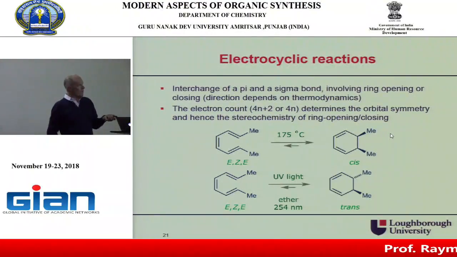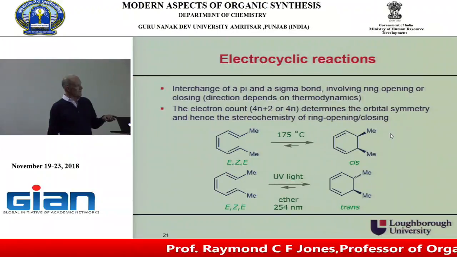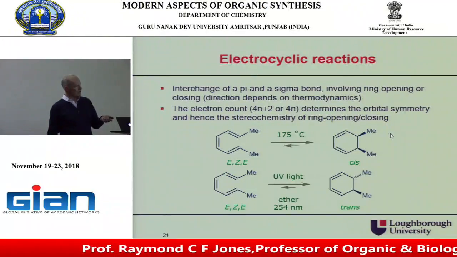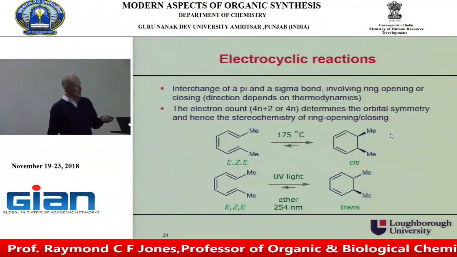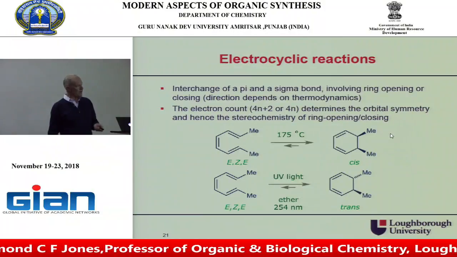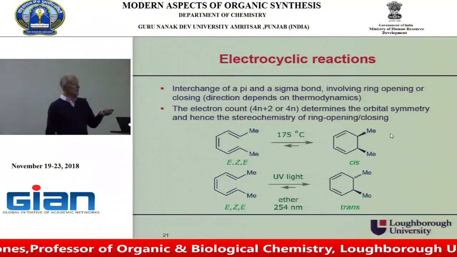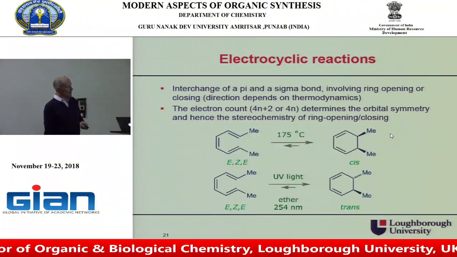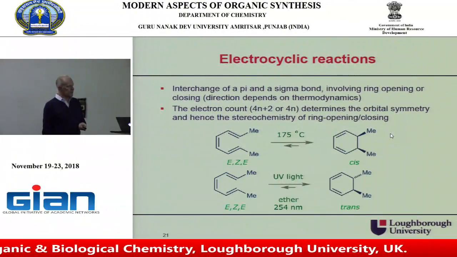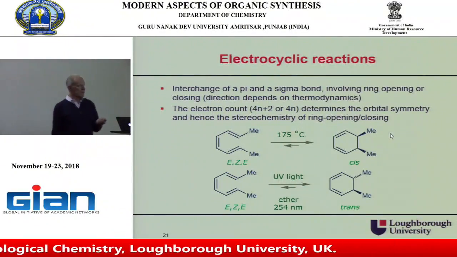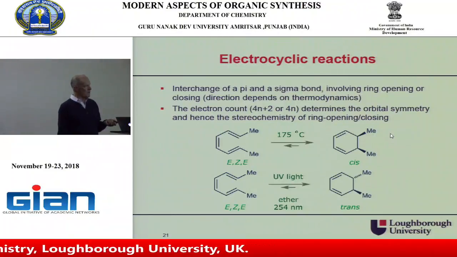Again, stereochemistry is defined, so here we have an EZE triene and produces a cyclohexadiene with the two methyls on the same side. And if you have different geometries at the starting triene, then you have different geometries in the product, and we'll say a bit more about that in just a moment or so.